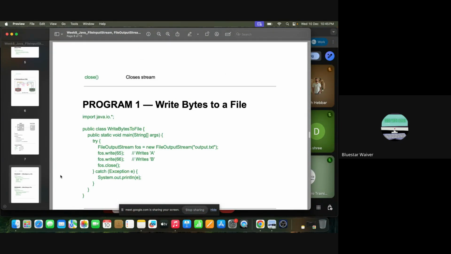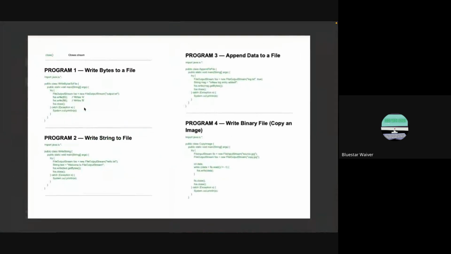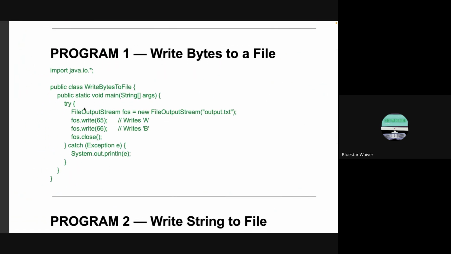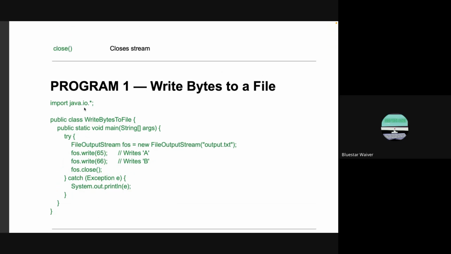Okay. Just write one program here. Then we'll do these two things. Write bytes to a file. That will be all right. Above, one method is there, like close. Okay. Good. Thank you.